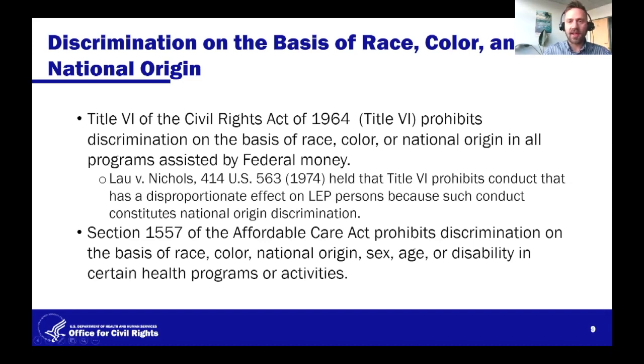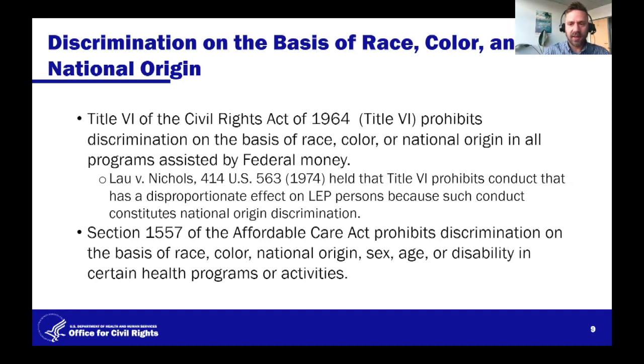Title VI states that no person in the United States shall, on the grounds of race, color, or national origin, be excluded from participation in, be denied the benefits of, or be subjected to discrimination under any program or activity receiving federal financial assistance. Title VI and its implementing regulation prohibit recipients of federal financial assistance from discriminating against persons because of their race, color, or national origin, and require recipients to take reasonable steps to provide meaningful access to recipients' programs and activities.